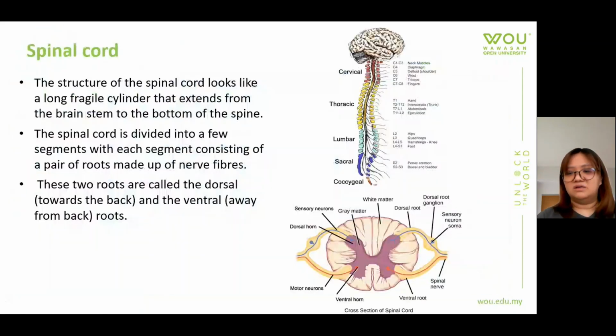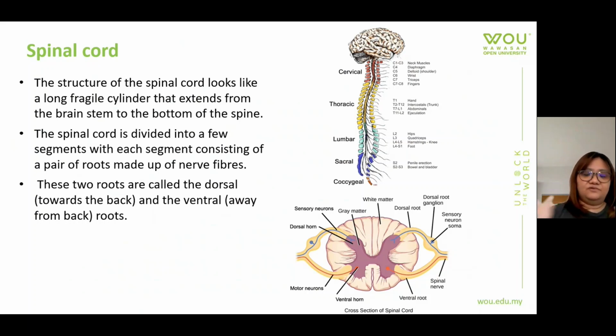So now we go to the spinal cord. The spinal cord, like what I said, starts from here and goes until our back side. As you can see from the picture, the very first image on top on your right hand side is something like this. For our spinal cord, we have different sections we will go through later. The structure of the spinal cord looks like a very long fragile cylinder extending from our brain stem until the bottom of our spine.